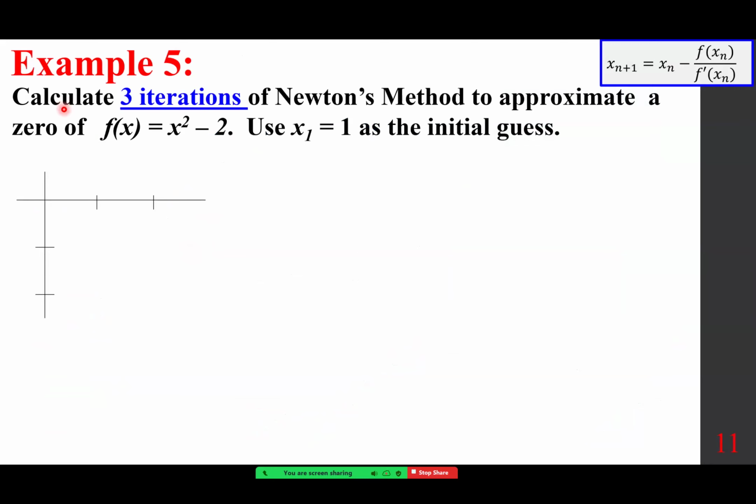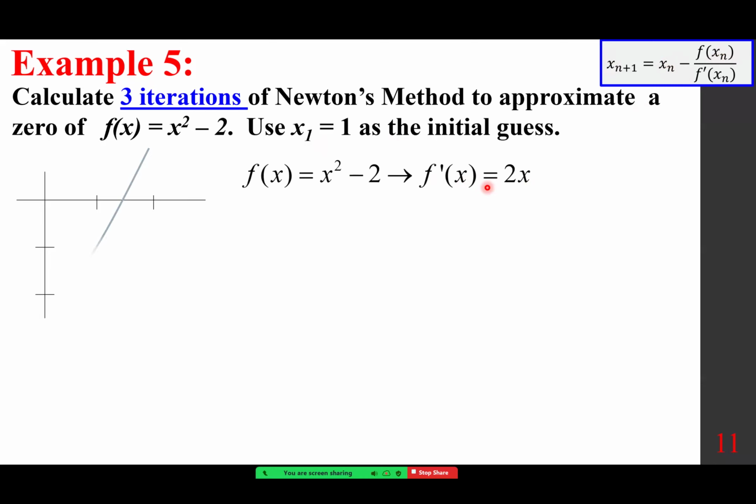All right, let's do this. Calculate 3 iterations of Newton's method to approximate a zero of this function. F of x is x squared minus 2. Use x sub 1 equals 1. Sometimes they give you that, sometimes they don't. You have to choose accordingly. So the bottom line is f of x is x squared minus 2. You need to calculate f prime of x according to this formula. We need the derivative, which is simply 2x.